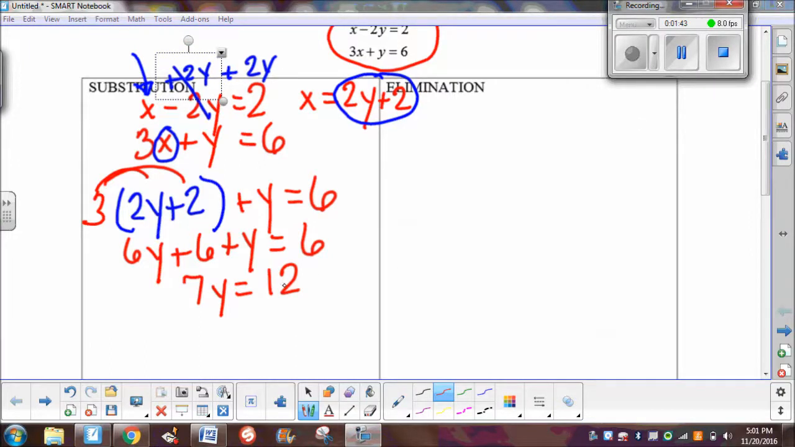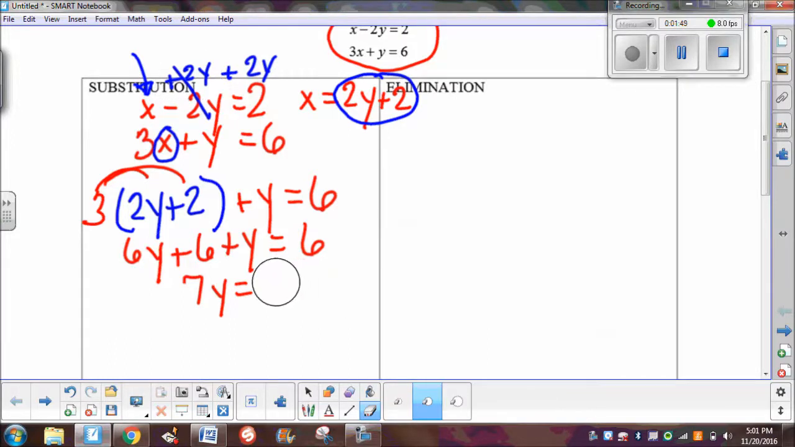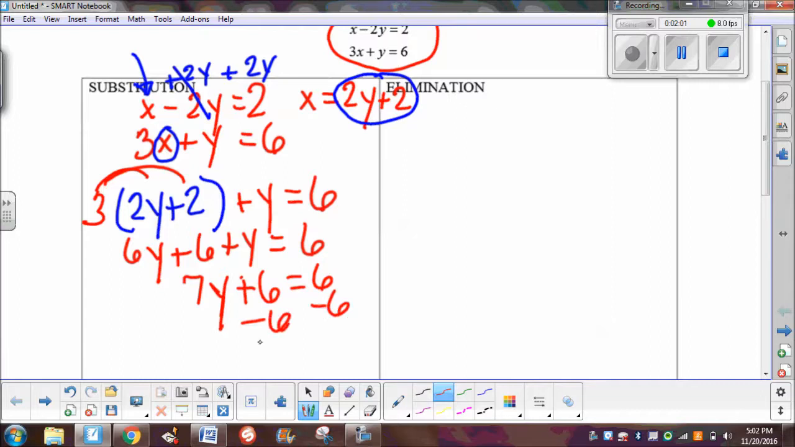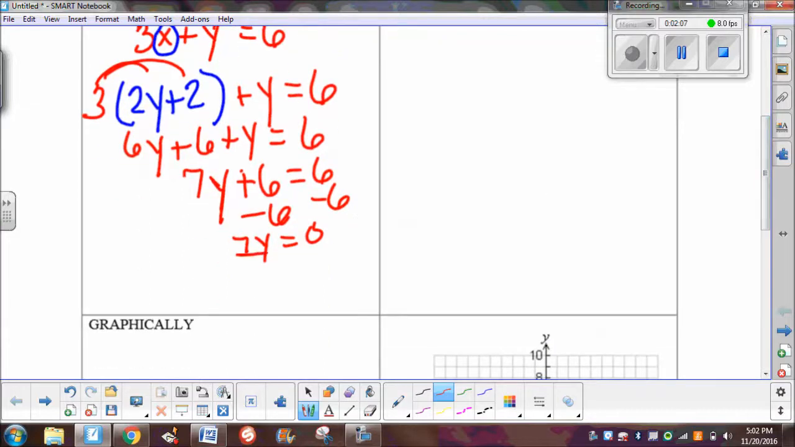I paused the video because I was like, uh-oh, something's not working, because I made a mistake, and I hope all of you caught my mistake. My brain was working faster than my pen was. So we have 7y plus 6 equals 6. Subtract 6 from both sides, and we get 7y equals 0. Well, to isolate and get y by itself, I've got to divide by 7. So I end up with y is 0.